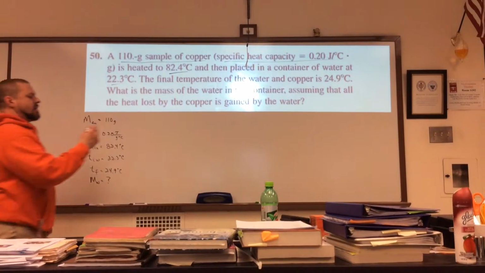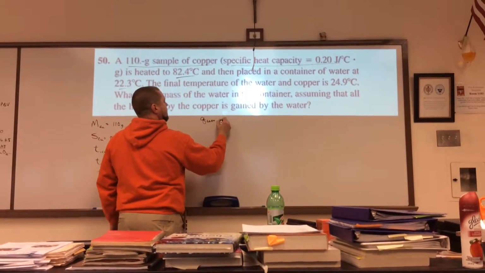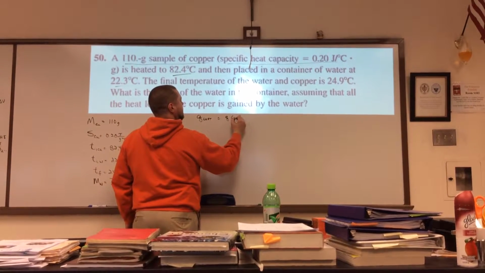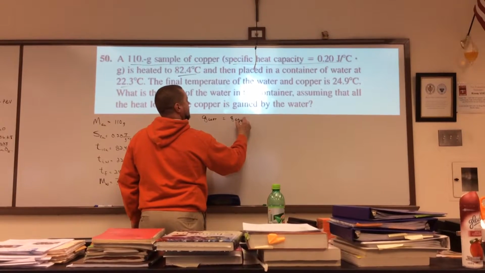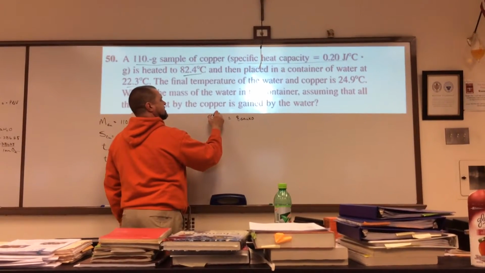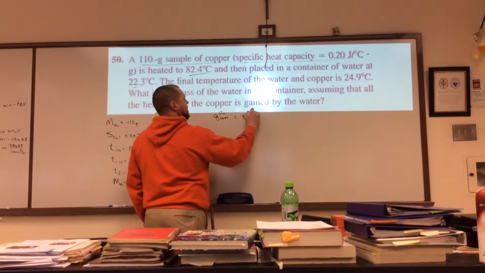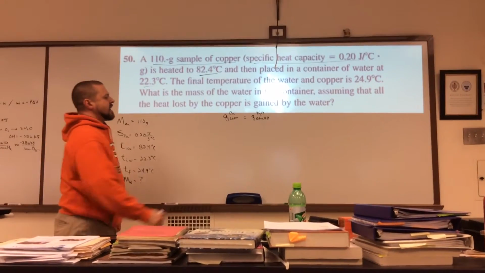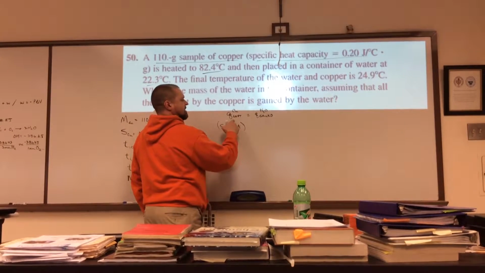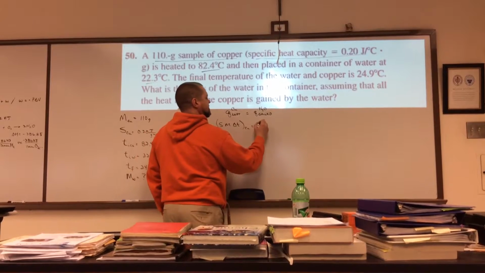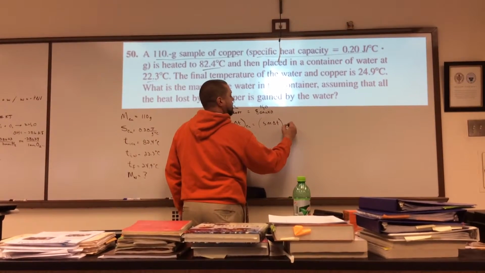So again, this is a case of Q lost equals Q gained, because I got two things that are being mixed together. And so lost, that's going to be my metal, or my copper. And this is going to be my H2O. So again, I can say s m delta T, what's losing the heat, the copper, is equal to s m delta T of what's gaining the heat, that's the water.